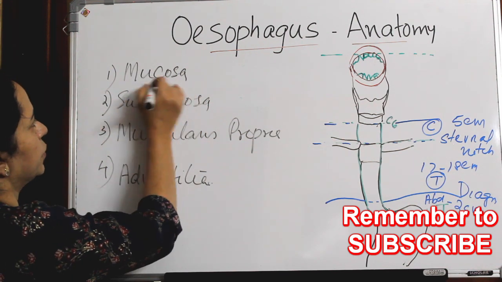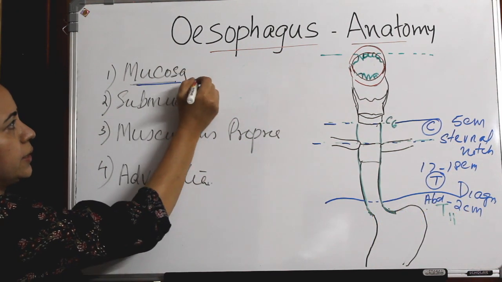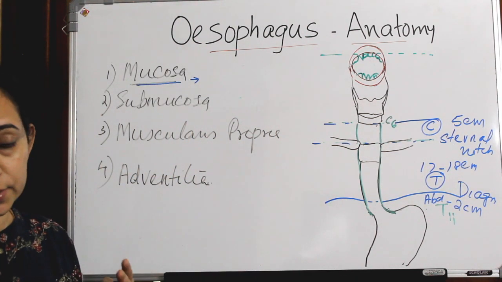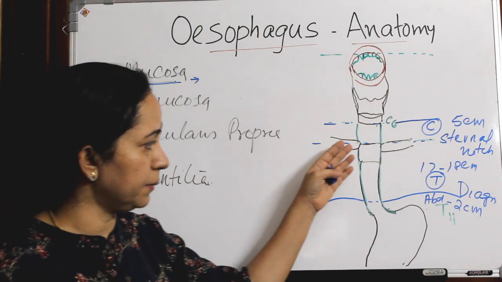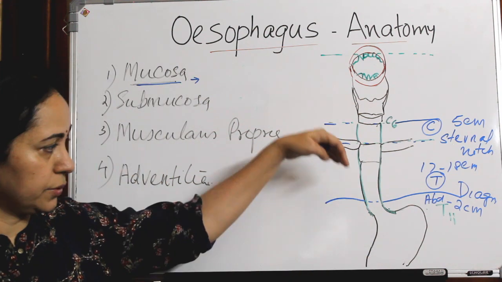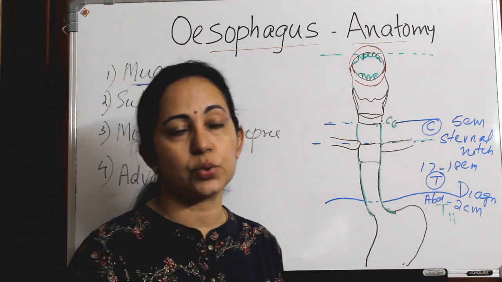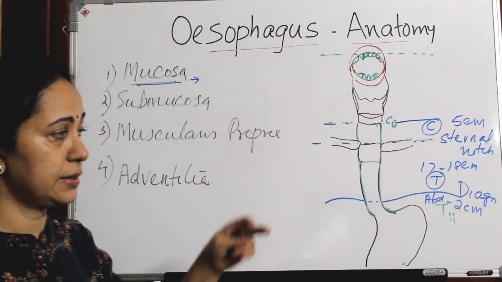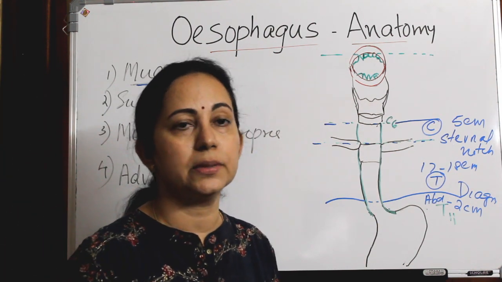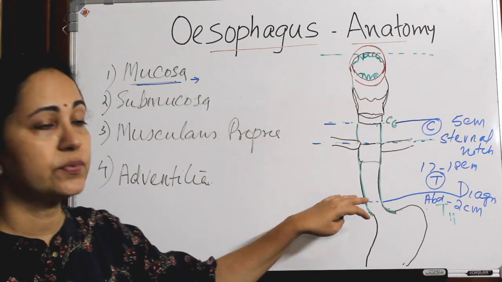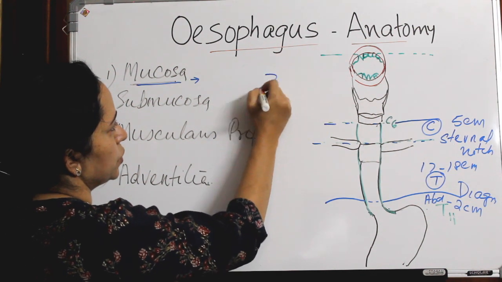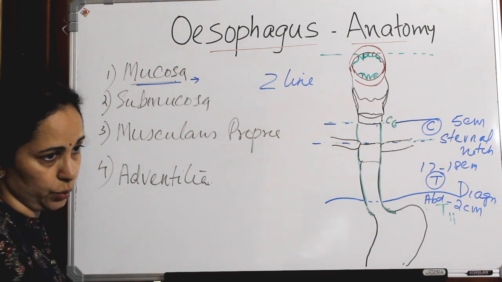Coming to the mucosa, it is non-keratinized stratified squamous epithelium, and it becomes simple columnar type as it descends towards the cardiac end or towards the stomach. This change in mucosal pattern, from non-keratinized stratified squamous epithelium to simple columnar epithelium, is very visible during an endoscopy at the level of the Z line. You can see that very clearly.